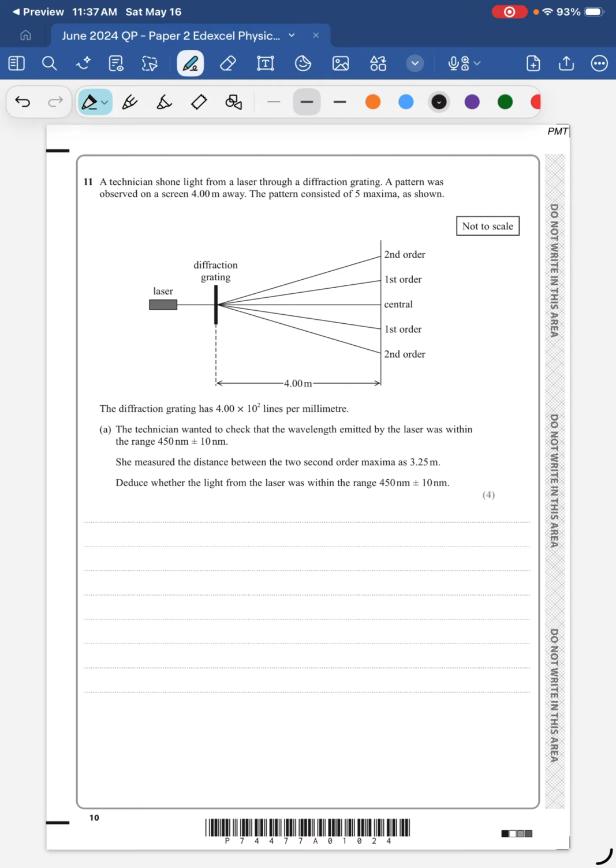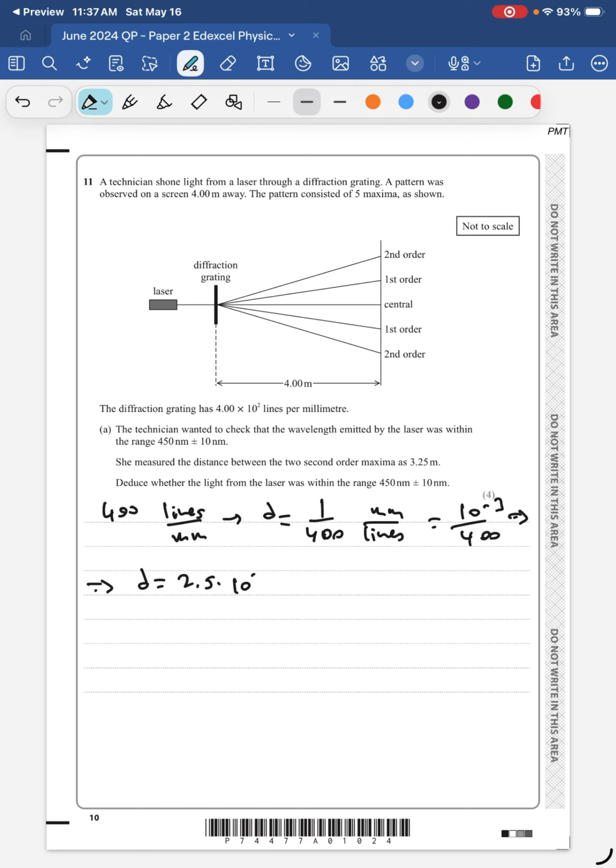Okay, so first of all, let's find d. We have 400 lines per millimeter, right? So d is 1 over 400 lines per millimeter. So we need 10 to the negative 3 over 400, which means that d is 2.5 times 10 to the negative 6 meters.